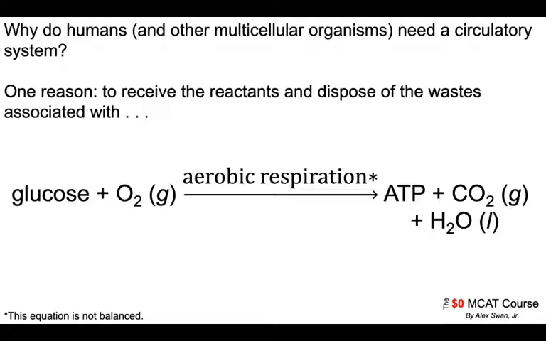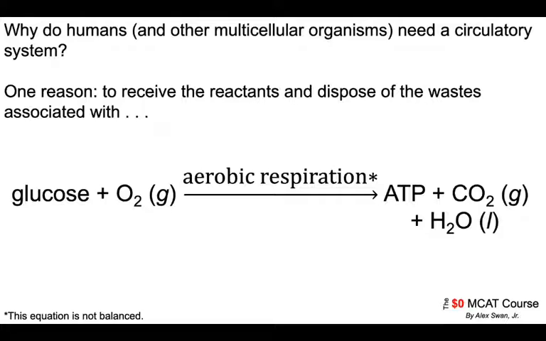Before we get into the details of the circulatory system, let me propose a general question: why do humans and other multicellular organisms need a circulatory system? Of course, there are many correct answers, but one that relates a lot to our discussion today is the fact that virtually all body cells, with some exceptions, perform aerobic respiration in order to survive and obtain energy. As you can see from this equation of aerobic respiration, which is not balanced, by the way, oxygen is required for respiration to occur.